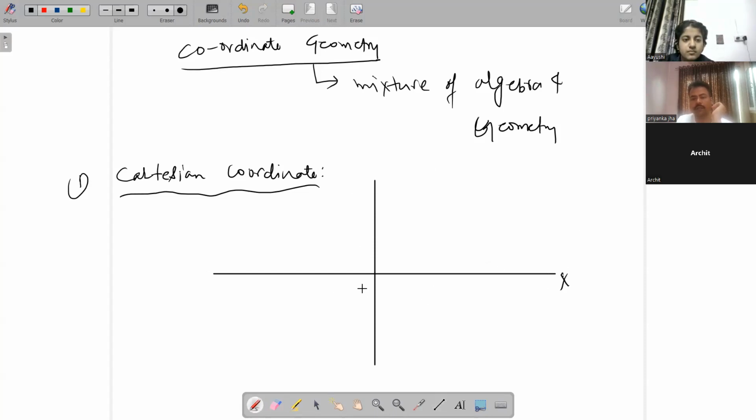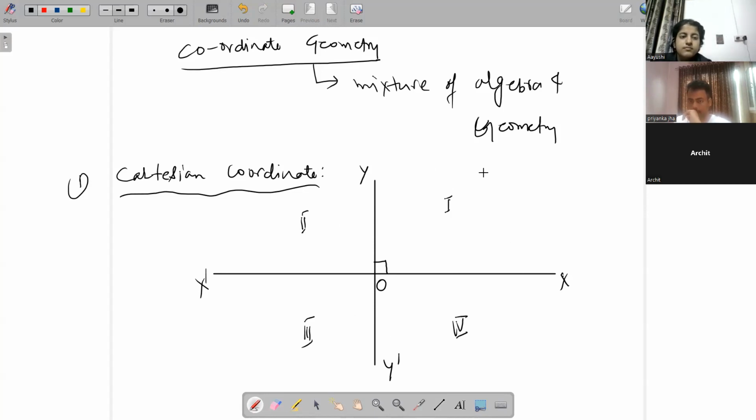This is X, this is origin. These two lines must be at right angle. This is X dash, this is Y, this is Y dash. The horizontal line is called X axis and the vertical line is called Y axis. This is your first quadrant, this is your second quadrant, this is third quadrant, and this is fourth.